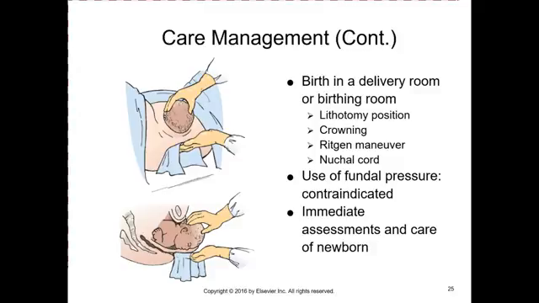The mechanisms of a vertex birth include birth of the head, birth of the shoulders, and birth of the body and extremities. Usually we see birth here in the western part of the world, in the United States, in the lithotomy position. Crowning is when the widest part of the head, the biparietal diameter, distends the vulva just before birth. An episiotomy is an incision of the perineum to enlarge the vaginal outlet, and we're going to talk about the different types of episiotomies and the benefits and risks here in just a second.